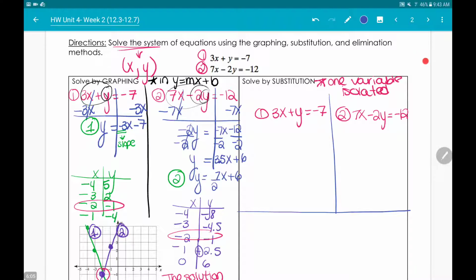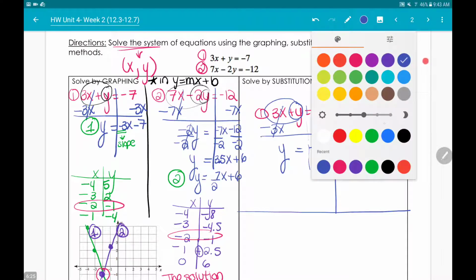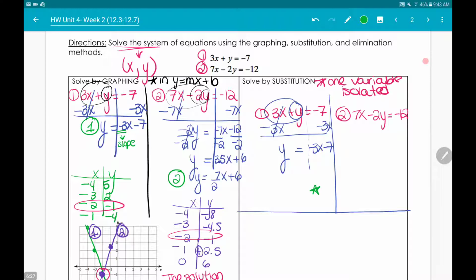Okay, and I asked myself, is one isolated? No, but this one almost is. So just like we did with the graphing, I want to get the y by itself, just because that looks super easy to get alone. So I'm left with y equals -3x minus 7. Great. So now we have one that's by itself. That's the one that I'm going to star.